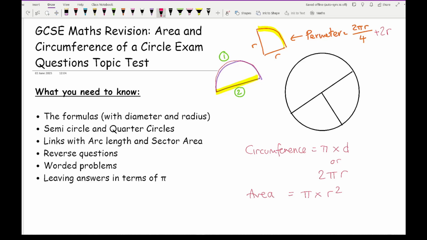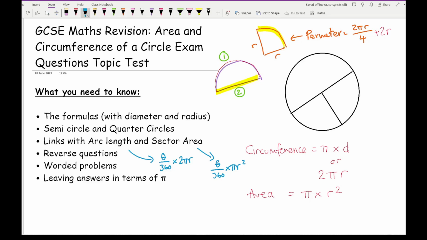The next thing you then need to know is the links between arc length and sector area. Now arc length is theta over 360 multiplied by 2 pi r, and sector area is theta over 360 multiplied by pi r squared, and that in itself has a separate topic test, which again I'll include a link in the description. You also need to be able to do reverse questions.